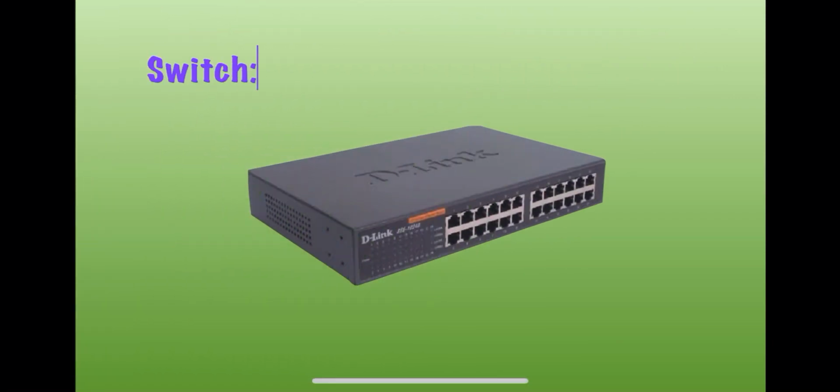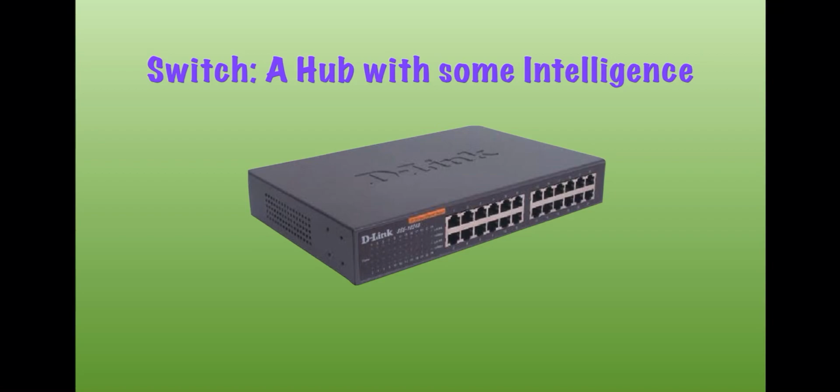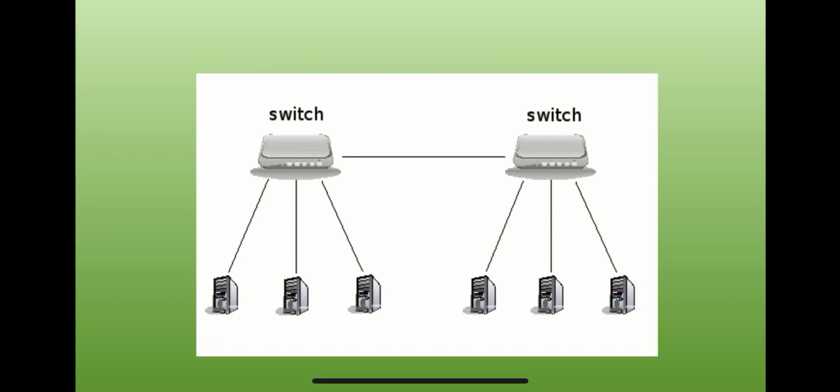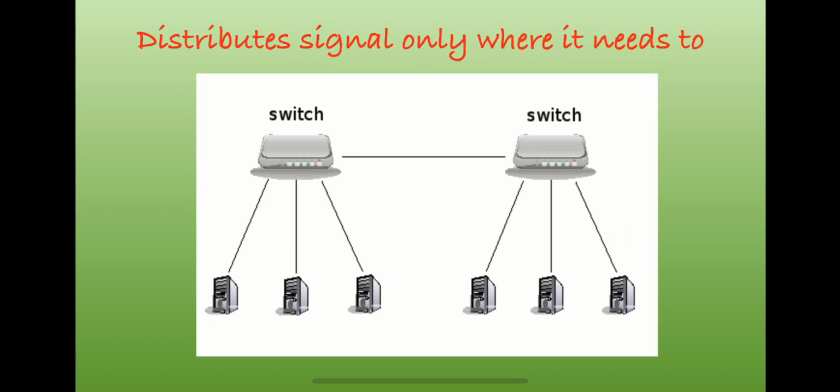Now next is your switch. It is a very important device. A switch, as we explained, is a hub with some intelligence. It's the same thing. It connects to various nodes or various workstations at a time, but we are saying a hub with some intelligence. What intelligence is here? That it does not distribute signals without verifying whether it's actually required to propagate the signal to a given port or not. It distributes signal only where it needs to.